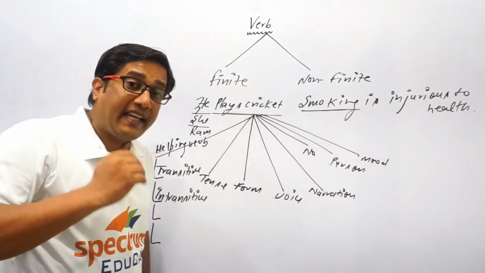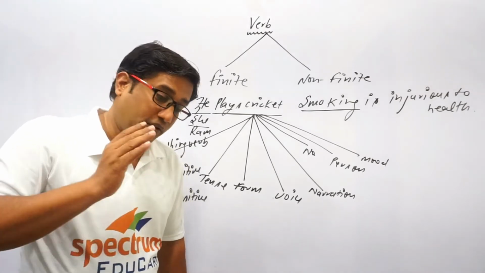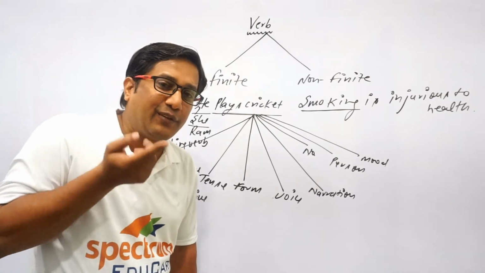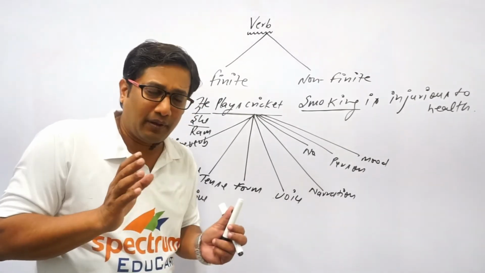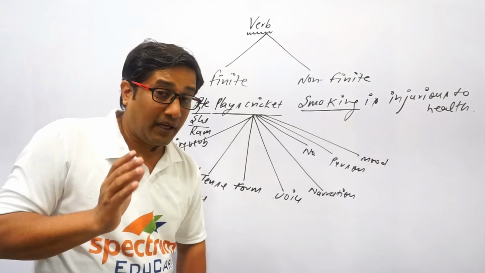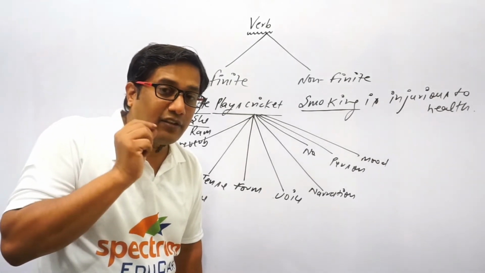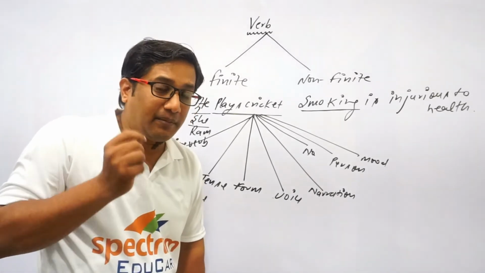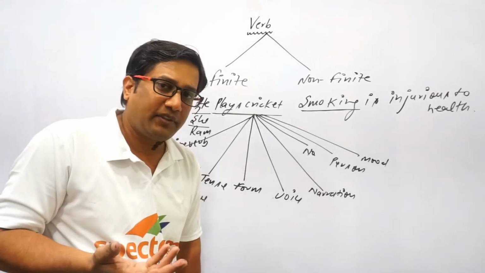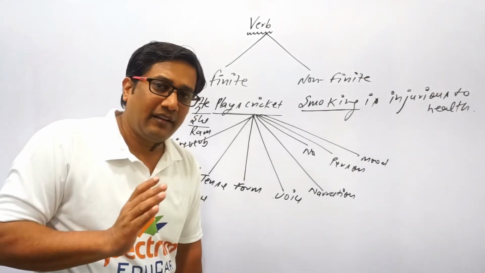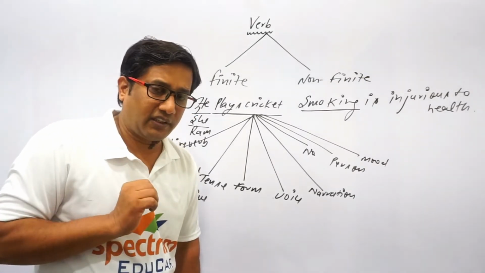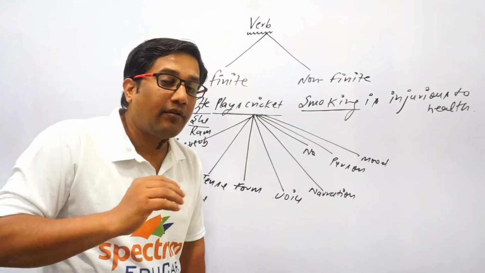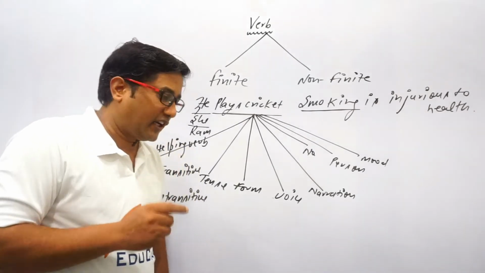For example, he killed a snake. So this is transitive, but if I remove a snake, it doesn't mean that it would become intransitive. Many people misunderstand it, but kill is a kind of action word, which means that surely there must be an object. Suppose this object is not present, still that sentence would be considered transitive. But if I say he is sleeping, he is laughing, so that is an intransitive verb.